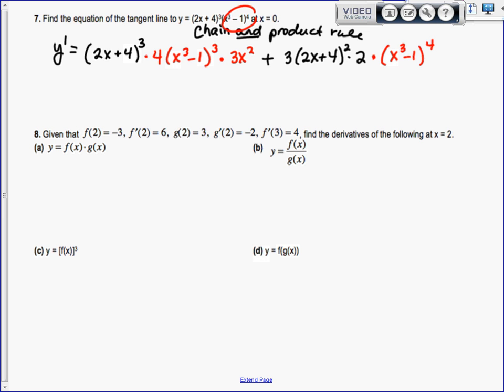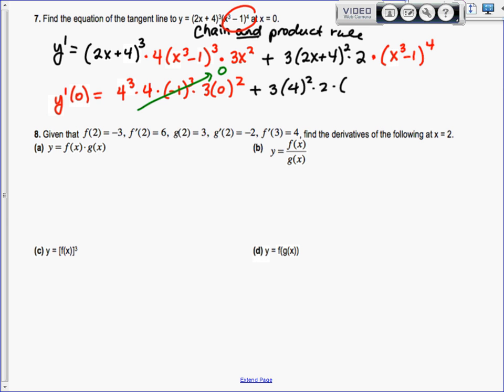All right. Well, what's the nice thing about this? You're finding it at 0, right? So don't multiply it all out. That's a waste of time. You're finding it at 0. Plug in 0. So you get 4 cubed times 4 times negative 1 cubed times 3 times 0 squared. Oh, that's nice. It all goes to 0. Plus 3 times 4 squared times 2 times negative 1.